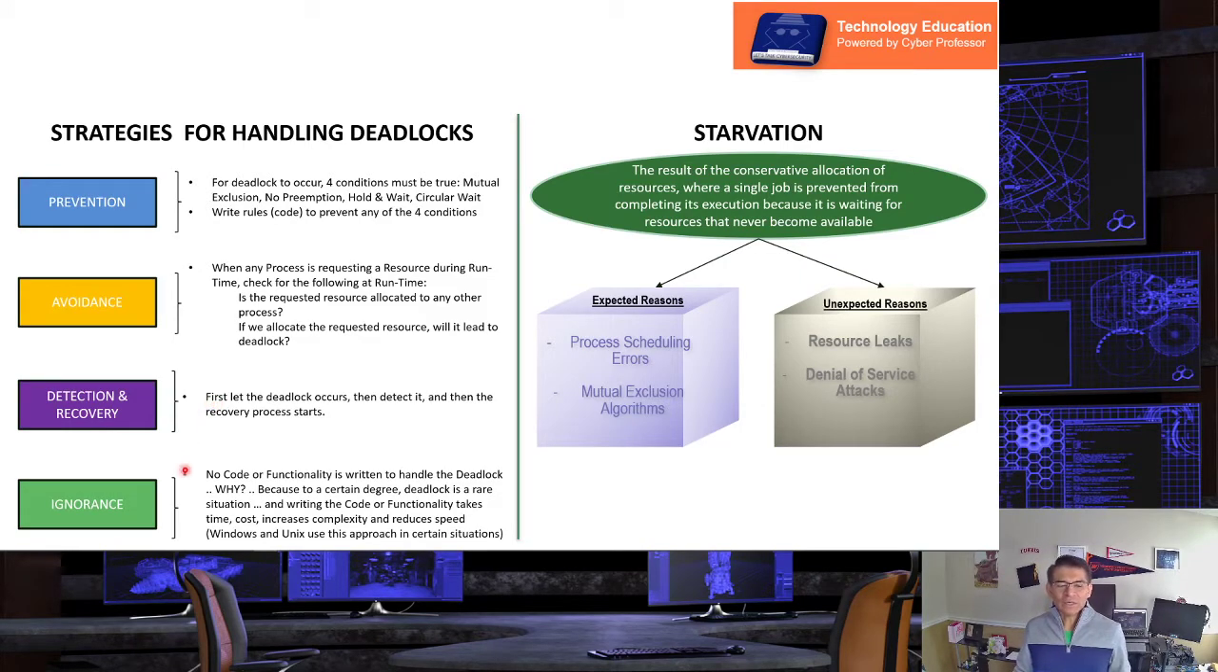And finally, we have the last strategy that I want to present to you, and perhaps it is not too clear or is not even presented in your textbook, but it's something that I want to contribute to you. Ignorance is the last strategy that we are going to talk about, and that is when no code or functionality is written to handle the deadlock. You may say, wait, what? You may say, why are you going to do that?